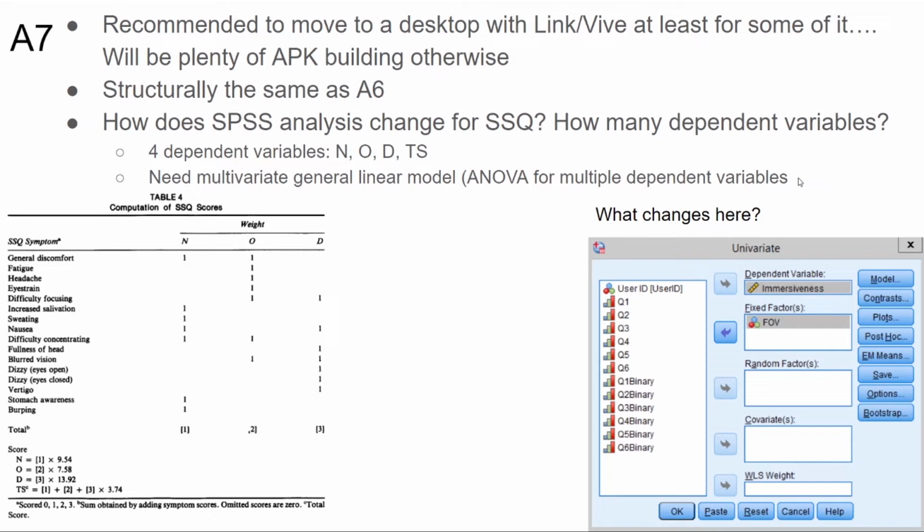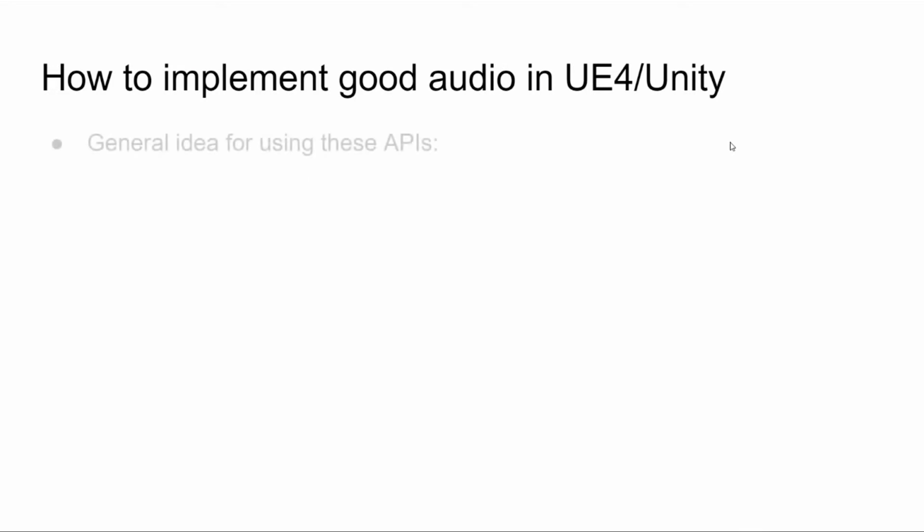It would be kind of hard to do in R, all the pairwise analysis. So how do you implement good audio in Unity?